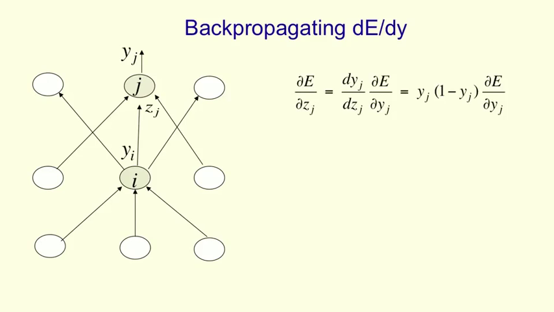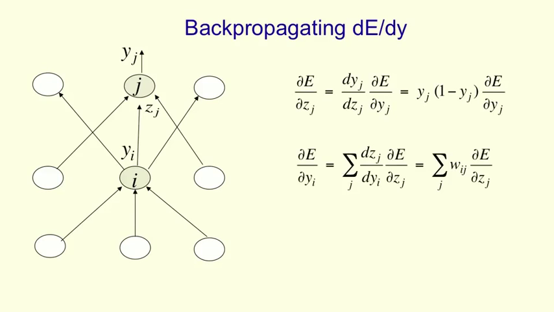The first thing we need to do is convert the error derivative with respect to yj into an error derivative with respect to zj. To do that we use the chain rule, so we say dE by dzj equals dyj by dzj times dE by dyj. And as we've seen before when we were looking at logistic units, that's just yj times 1 minus yj times the error derivative with respect to the output of unit j. So now we've got the error derivative with respect to the total input received by unit j.